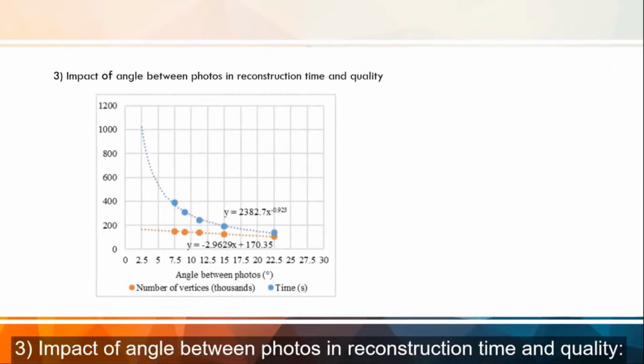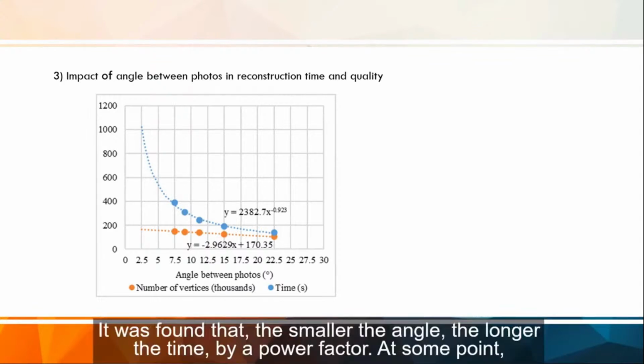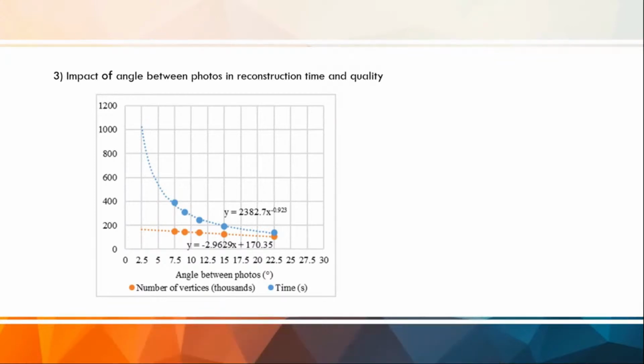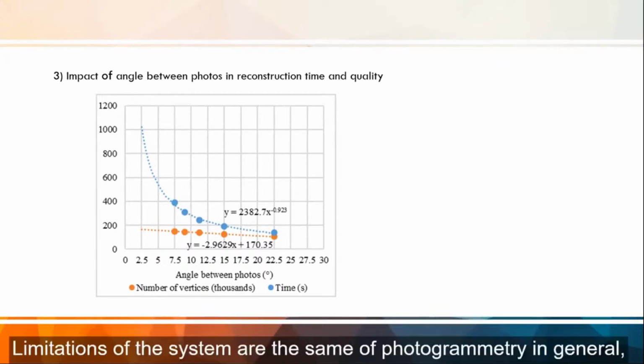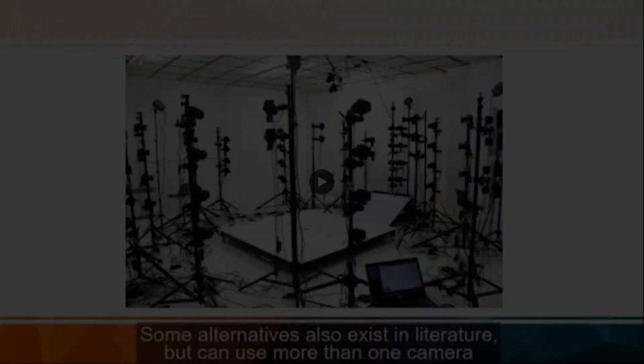3. Impacts of angle between photos in reconstruction time and quality. Lastly, 1 turn of photographs of the rock was tested, varying the angle between photos. It was found that the smaller the angle, the longer the time by a power factor. At some point, it is not worth to reduce the angle anymore. Limitations of the system are the same of photogrammetry in general, which is the difficulty to reproduce.